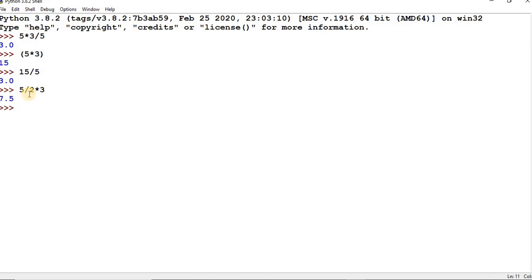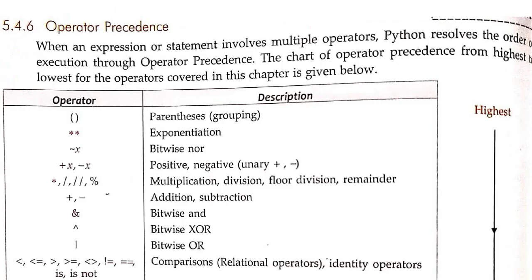So this is the main way, the order of execution, when operators have the same level of priority. Okay, so I hope you understand this level of priority. I have used the example of asterisk and division, and these operators also have the same level of priority.